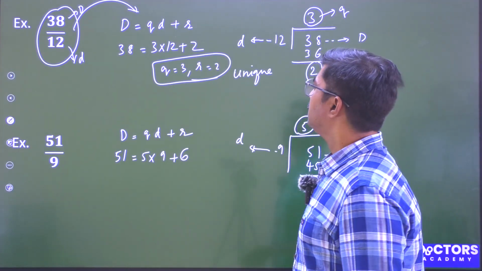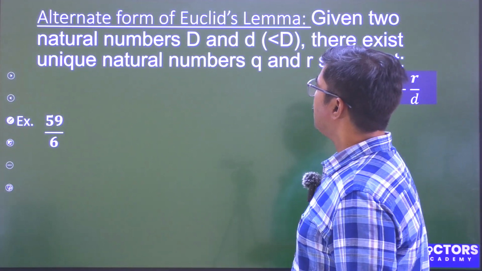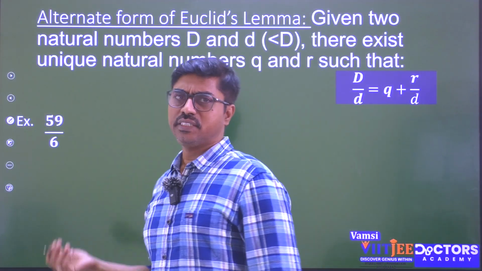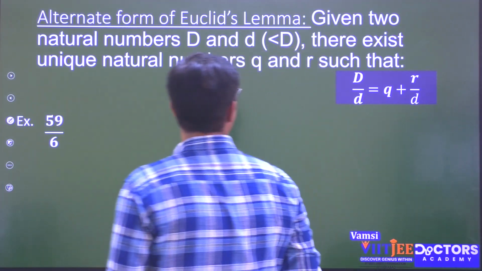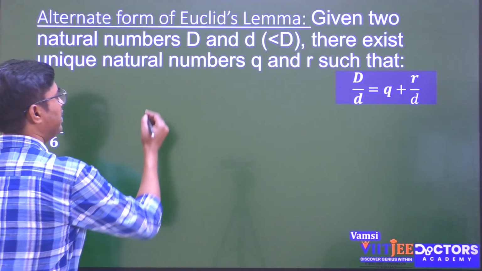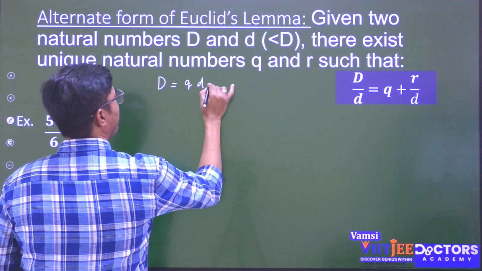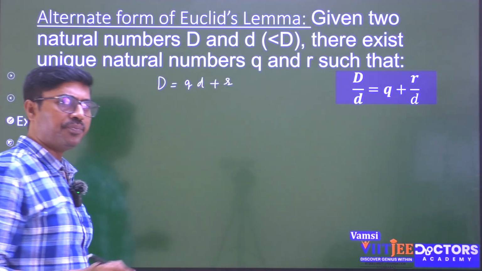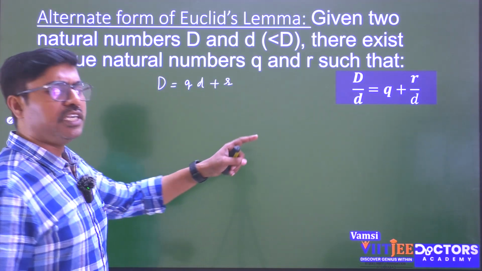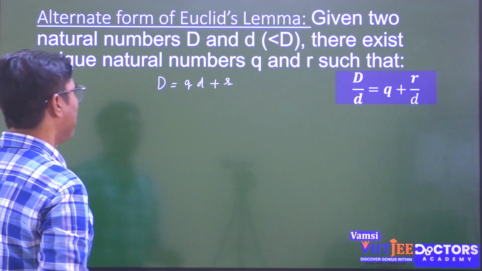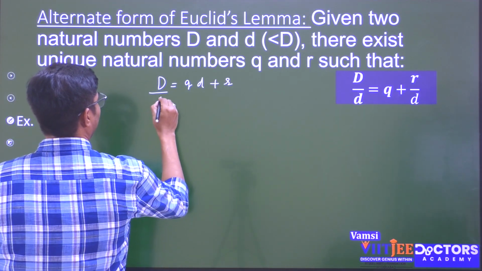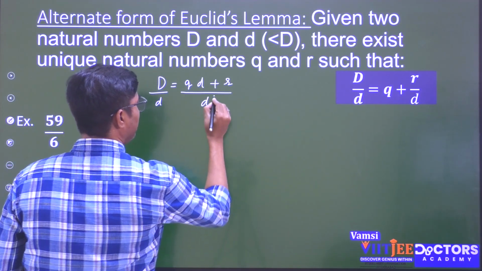So the same idea. This is the idea of Euclid's lemma. And we can also write this Euclid's lemma in an alternate way. Let's try to understand that. We already got that capital D equals Q times small d plus R. This is Euclid's lemma. To write it in an alternate form, what you do is just divide by small d on either side.